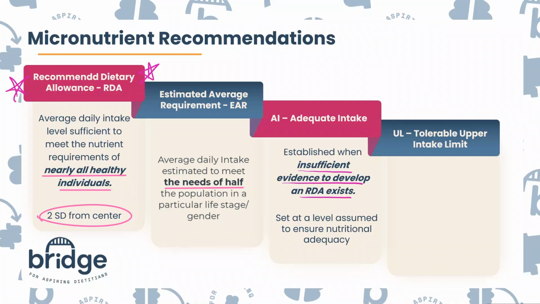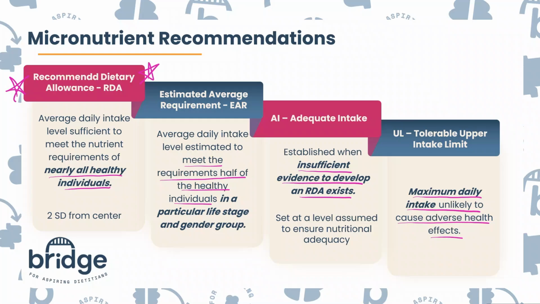Then we have the tolerable upper intake level, or UL. It's the maximum daily intake unlikely to cause harm. It tells us the ceiling for safe intake. Going above this level could lead to adverse effects, so it's the upper limit of what is safe. And we can represent most of these DRIs graphically.